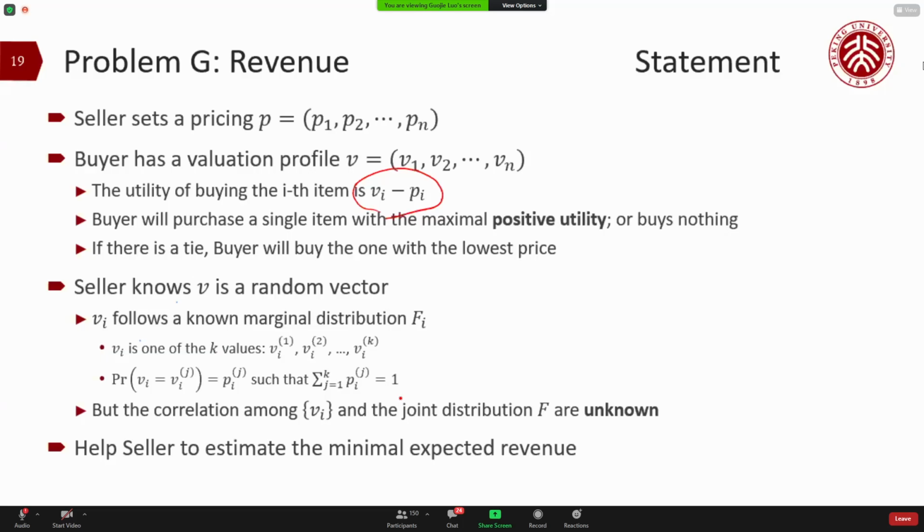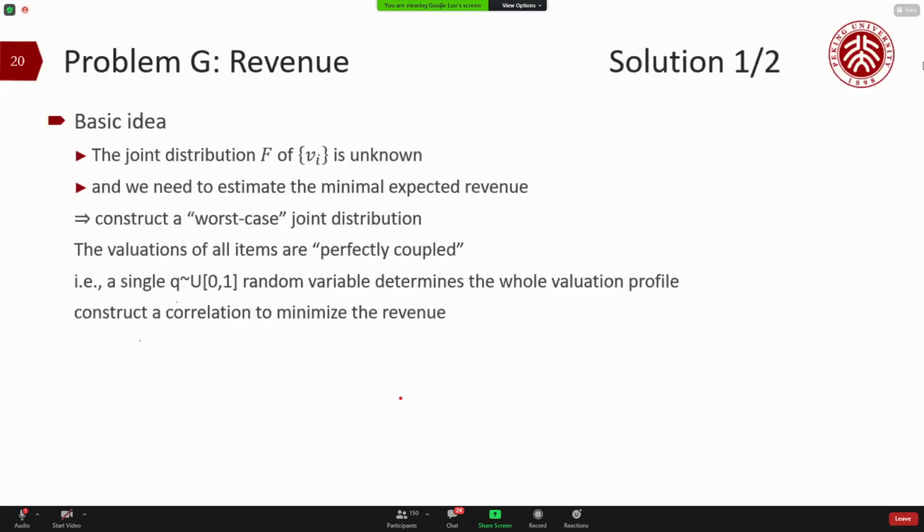So this is the problem statement, and the proof is quite complicated. But I will show the sketch of the solution, so that you may derive the details afterwards. So let's see the basic idea. The basic idea is that the joint distribution of the Vi is unknown, and we need to estimate the minimum expected value. So how to get the minimum expected value?